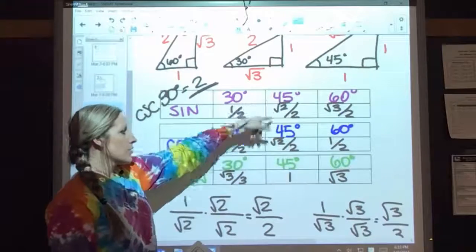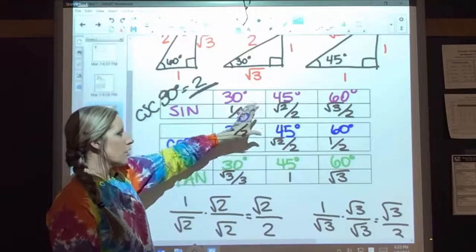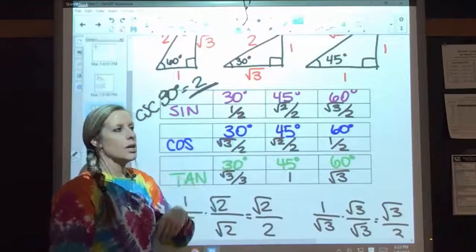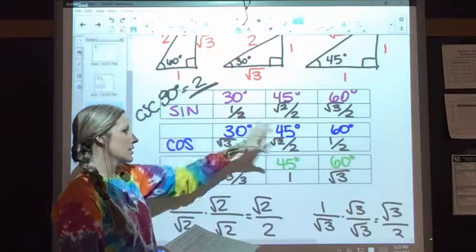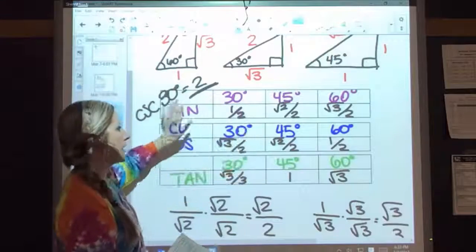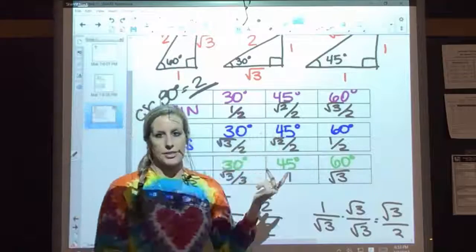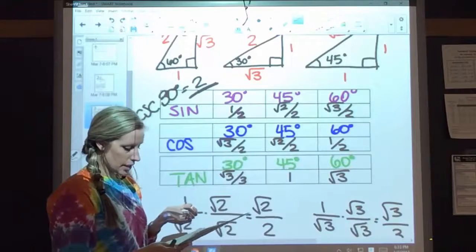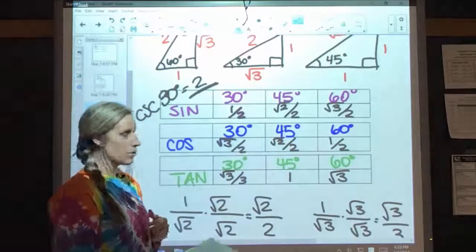Okay, 45 and 45. These angles are complementary, so in my cofunctions, they're going to have equal values. So that's another way to help you remember what these values are. If you know what sine is, you can figure out cosine because it's just the opposite. Secant and cosecant are cofunctions, and tangent and cotangent are cofunctions.